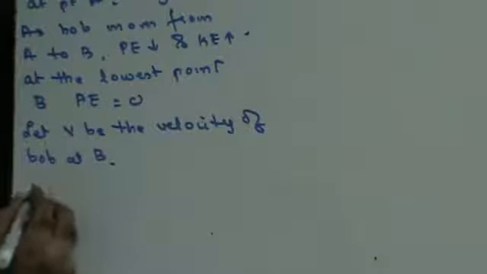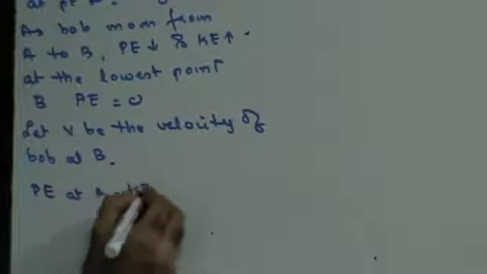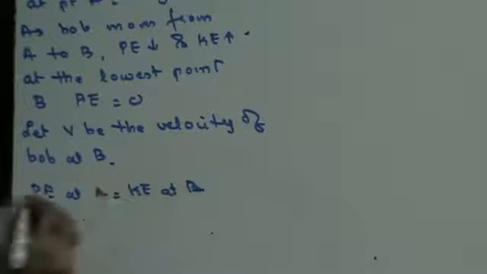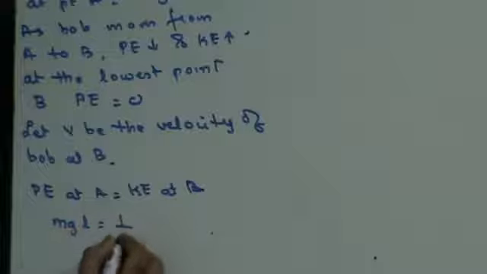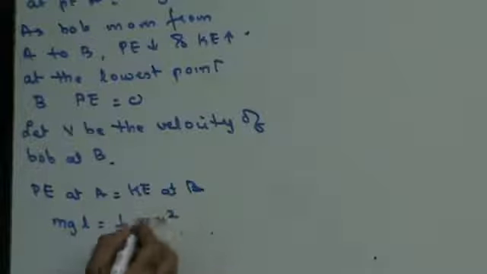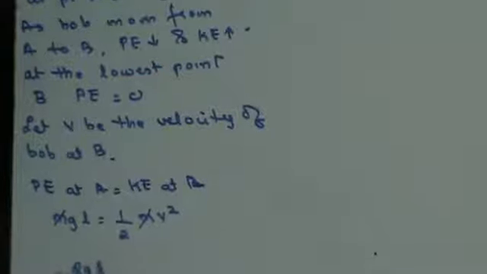So that means I can say that potential energy at point A should be equal to the kinetic energy at point B. Potential energy at point A is mgl. Kinetic energy is half mv square. M and M gets cancelled. Therefore, I'll say 2gl under root is going to be velocity. That will give me my velocity at the lowest point. Fine, do we get this thing clear?